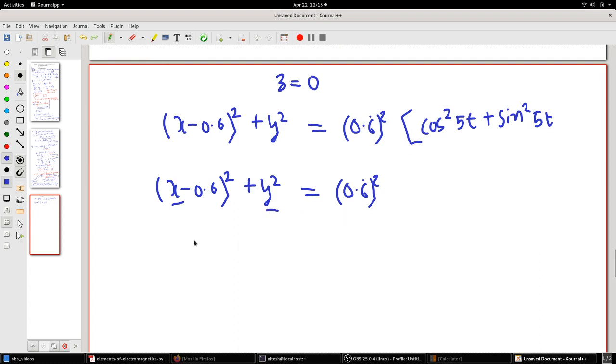So what I can say is that if you look at this, it is actually moving in a circle. This looks like the equation of a circle centered at 0.6, comma 0, comma 0, and its radius is 0.6. That's how it looks. So it's going in a circular motion with a radius of 0.6 and the center at 0.6, comma 0, comma 0.